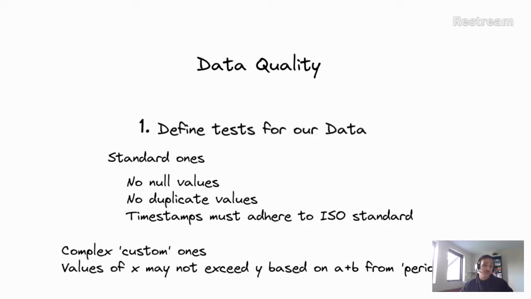But the most important thing that we should support is the complex custom ones. These are the ones where analysts and data scientists and the people with the domain knowledge say, this is really what defines the quality of the data. This is what defines if the data is really the way it should be. It's just an example here, like value of X may not exceed Y based on A plus B over a certain period of time for this certain batch of data. So these complex tests are really important, and it should be something that we support.